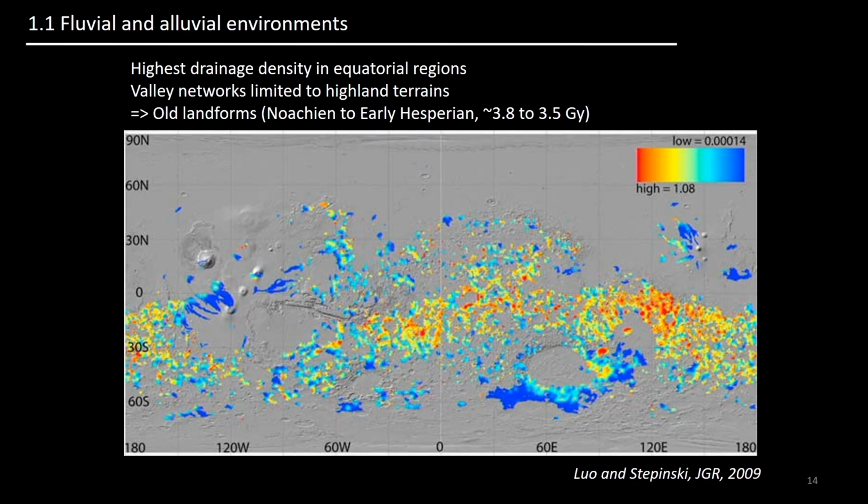So where we see these landforms, it's mainly limited to the Noachian and early Hesperian, so 3.8 to 3.5 billion years. Also, there are some exceptions. We have local patches of rivers more recent than this, but usually it's because they are patchy and located around craters or volcanoes, because perhaps snow was heated locally. But that global distribution is mostly located in this period, Noachian to early Hesperian.